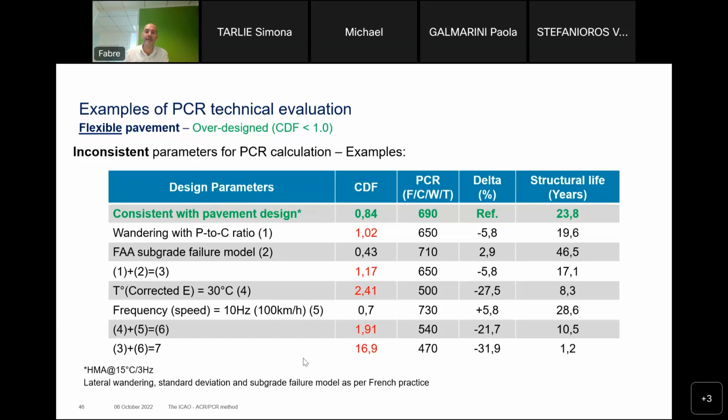What is important to know is the mechanism of the PCR calculation with regard to the CDF. On this slide, when you have a CDF greater than one, 1.17, it means that when you run the PCR procedures, you will have a step where you have to adjust the aircraft weight to arrive at a CDF of one. And the only means to do that is to decrease the aircraft weight. Therefore, you decrease the aircraft ACR and then the PCR. This is a normal mechanism when you evaluate a pavement with a CDF lower than one or greater than one.